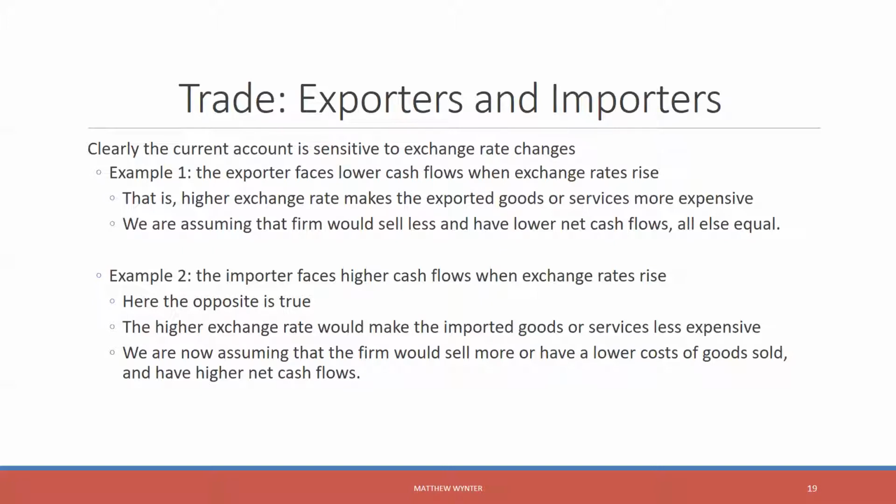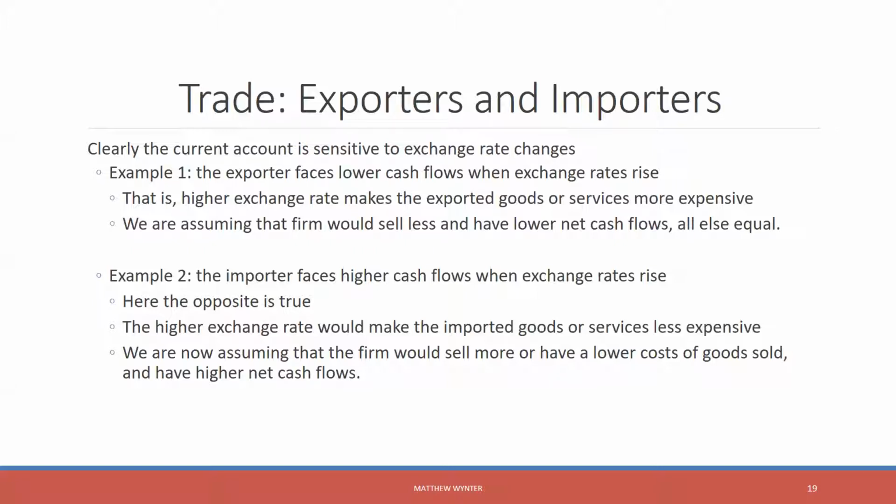So in example one, the exporter faces lower cash flows when exchange rates rise. That is, higher exchange rates are going to make the exported goods or services more expensive. So logically, we're going to assume you'll sell less and have lower net cash flows, all else equal.